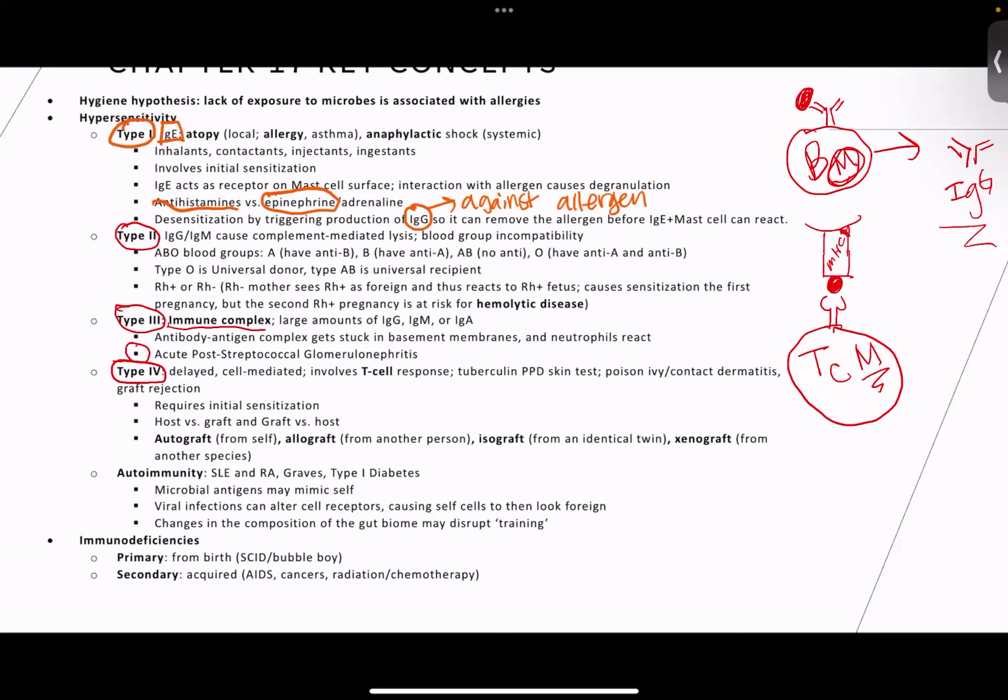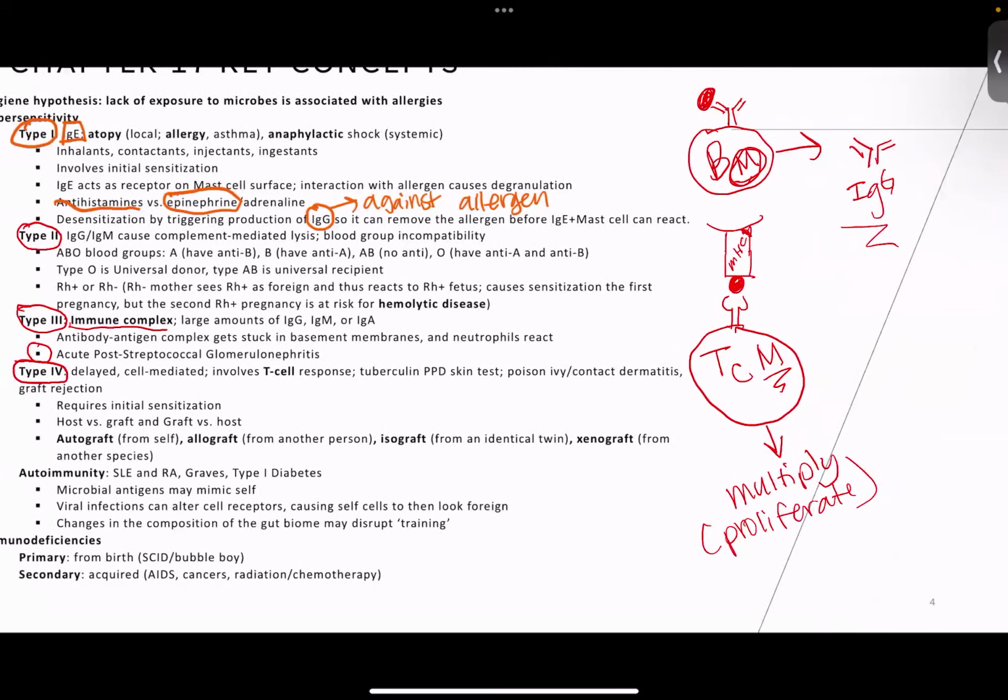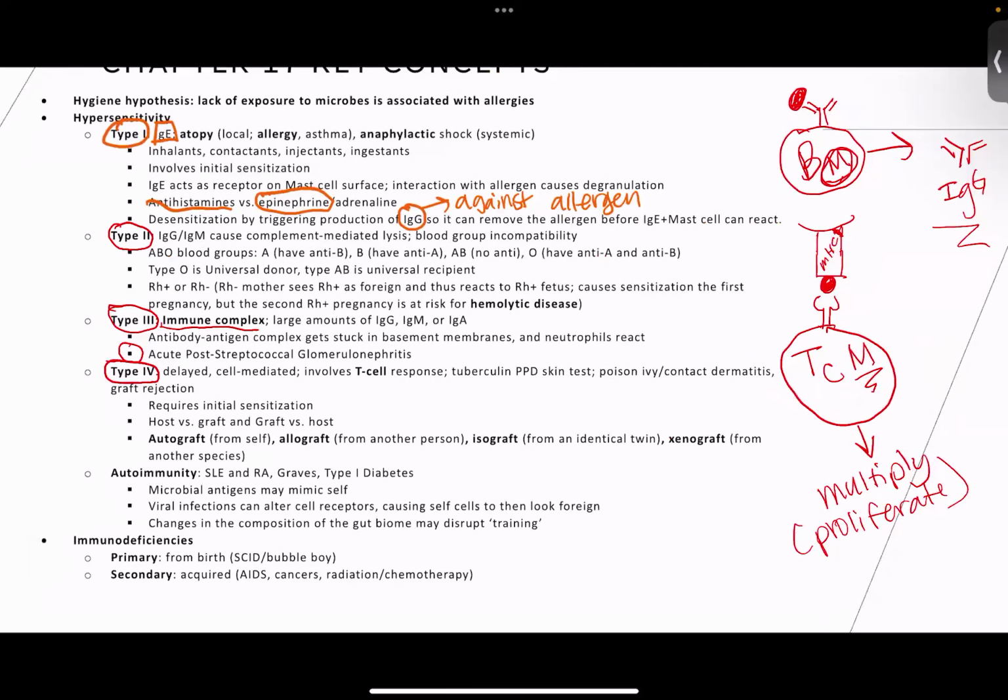This is just one cell or maybe a small handful of cells. That's not enough to get rid of an infection. So what has to happen is that these guys have to multiply first. The word that we keep using in our chapters is proliferate. This takes a couple days. This takes time.